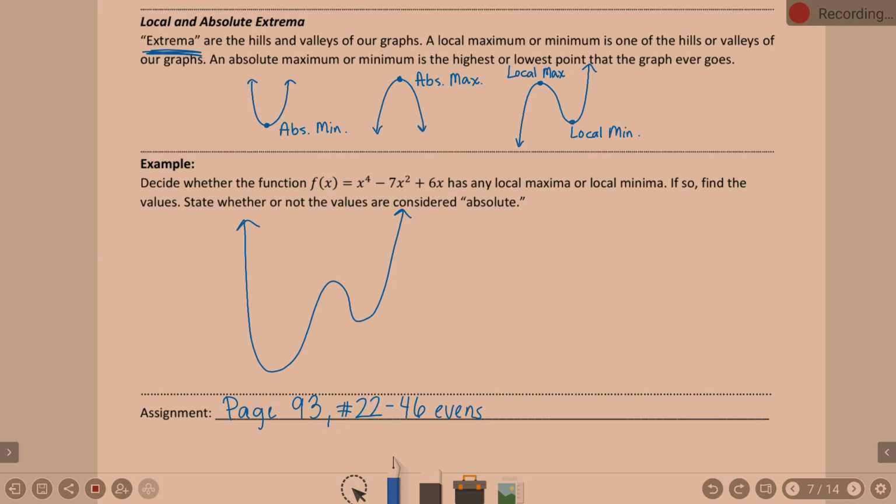So like that bottom one, we have to zoom out for, would that be considered absolute? It would be an absolute min, yes. So right here, you're going to have an absolute min. Here you're going to have a local max. And here you're going to have a local min. So we'll talk about that more tomorrow.